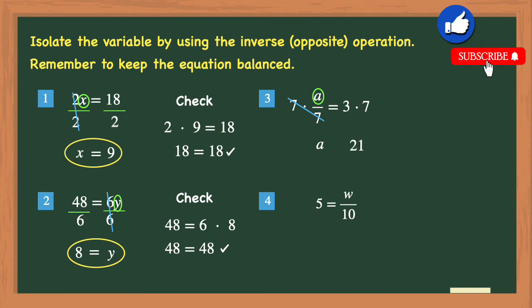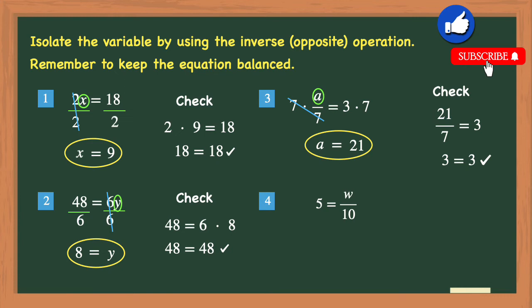So a is equal to 21. Let's check our answer by substituting the value of 21 in place of the a in the original equation. Now we'll simplify 21 over 7 by dividing 21 by 7 to get 3. And 3 equals 3, so our answer of a equals 21 is correct.